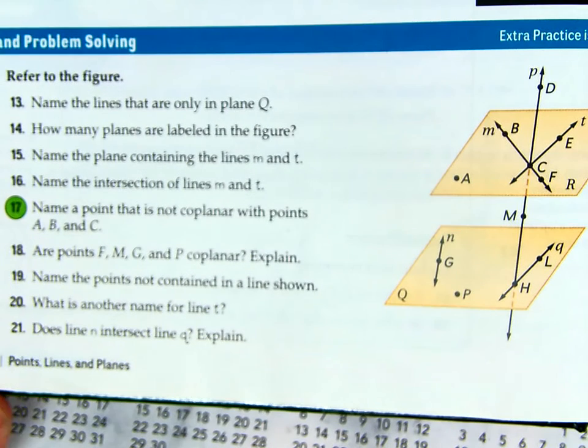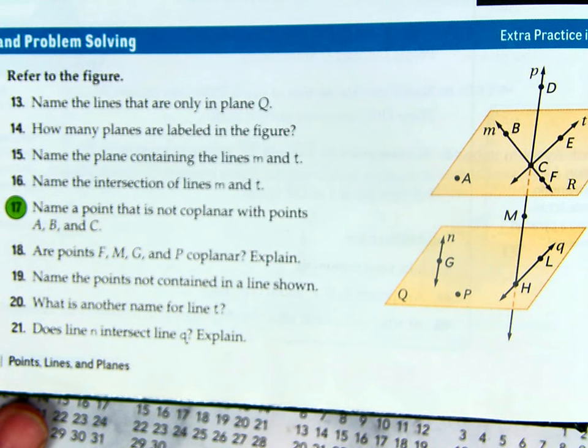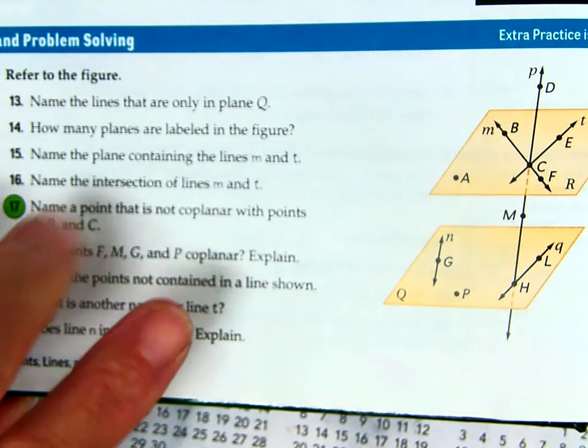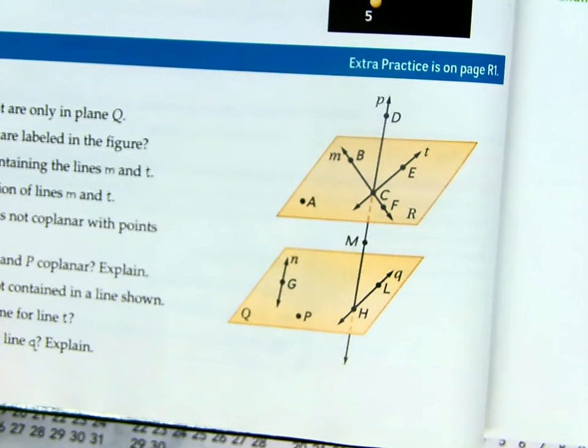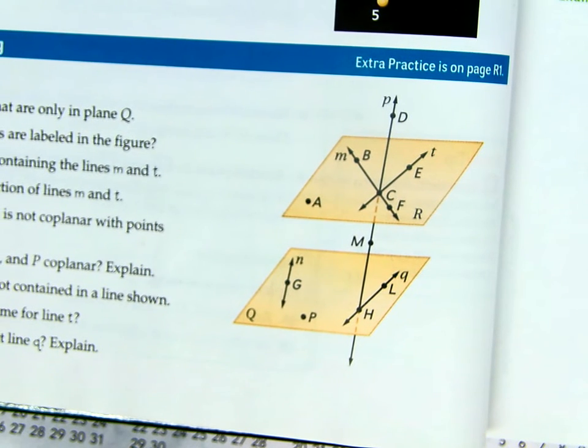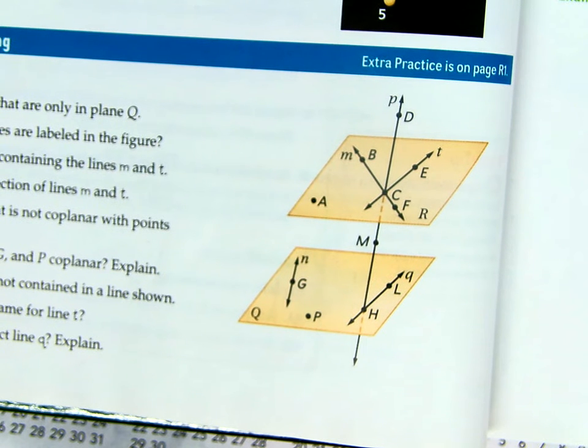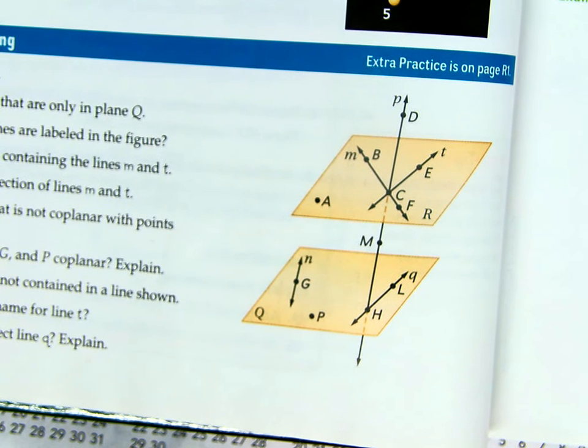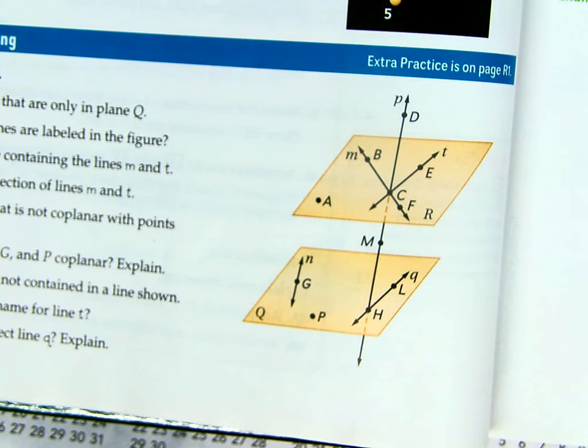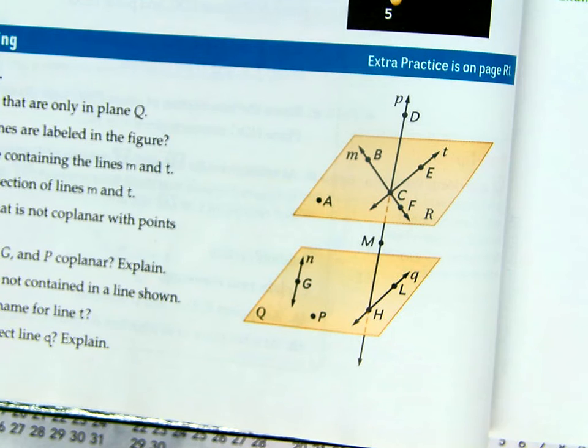It's just getting our mind back into what we were doing yesterday. All right. Number 15. Brent, read number 15. Name the plane containing the line MC. Anybody want to take a shot at that? Go ahead, Joseph. Plane R, I mean.